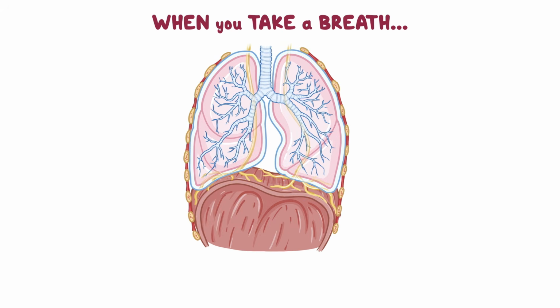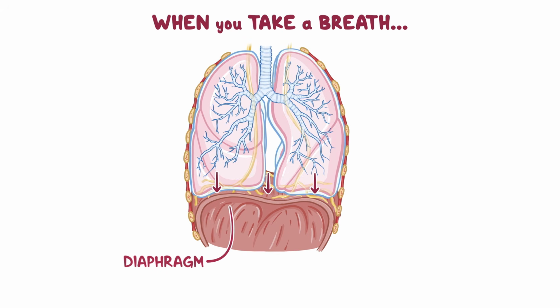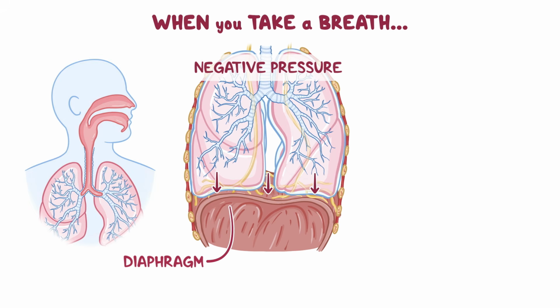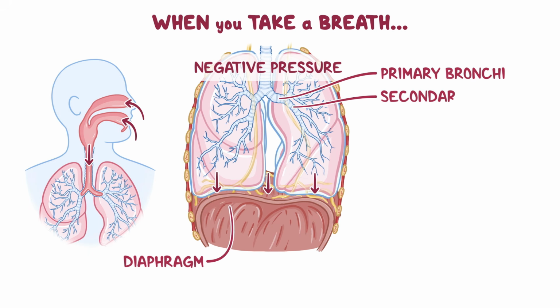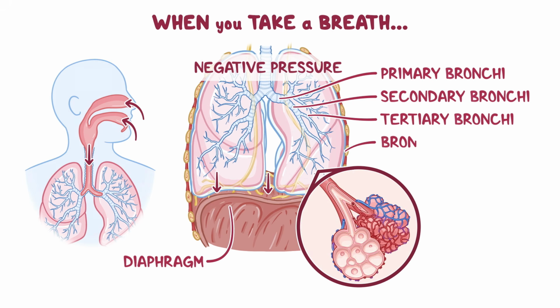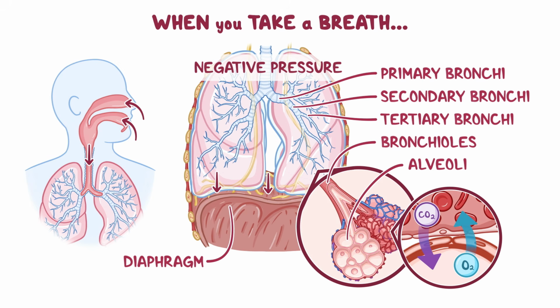When you take a breath, your diaphragm moves down, creating negative pressure within your chest. This gentle vacuum in the chest pulls air in through your nose or mouth down the trachea. From here, the air travels through the primary bronchi, into the secondary bronchi, then tertiary bronchi, and finally into the bronchioles, which leads directly to the alveoli where the gas exchange occurs.